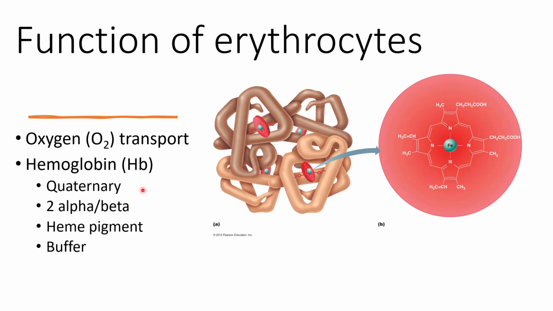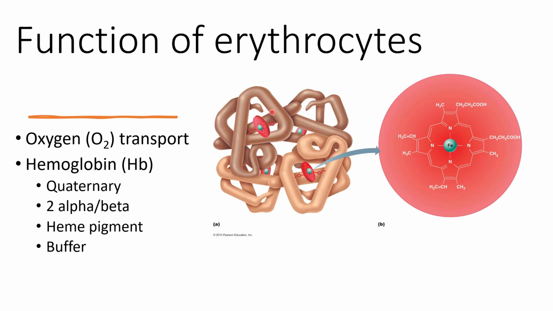So let's look a little more at hemoglobin. The function of an erythrocyte, we've said now a few times, is to deliver oxygen. It's an oxygen transport. This is what hemoglobin looks like. It's got a quaternary structure, so it's 2 or more proteins stuck together. Well, really, hemoglobin is 4 proteins stuck together. We can see we've color-coded it here.